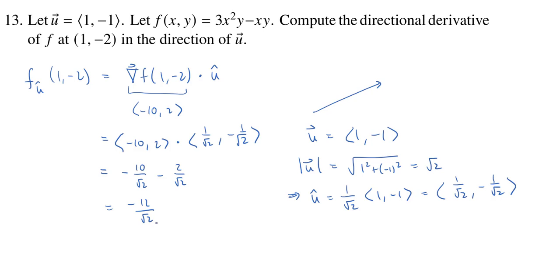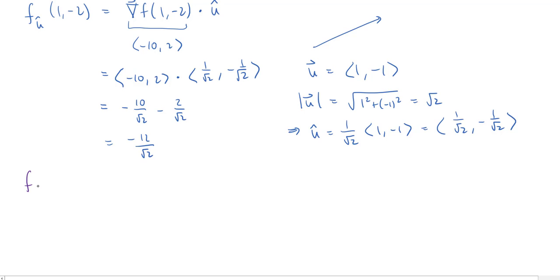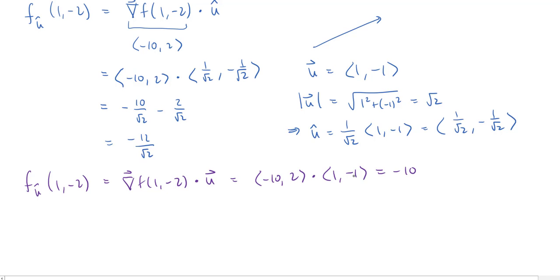Now, just an aside. Let's say you forgot that you needed to take the dot product with u hat. You wrote down the directional derivative as the gradient of f at (1, -2) dotted with just u. You forgot to put down the u hat. So what do I get here? I get (-10, 2) dotted with (1, -1). This is -10 times 1, that's -10, 2 times -1, that's -2, and I get -12.